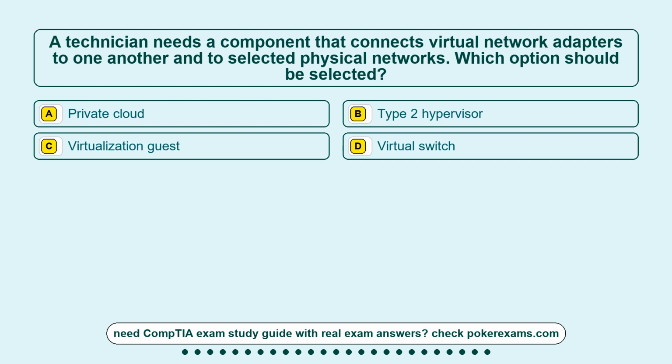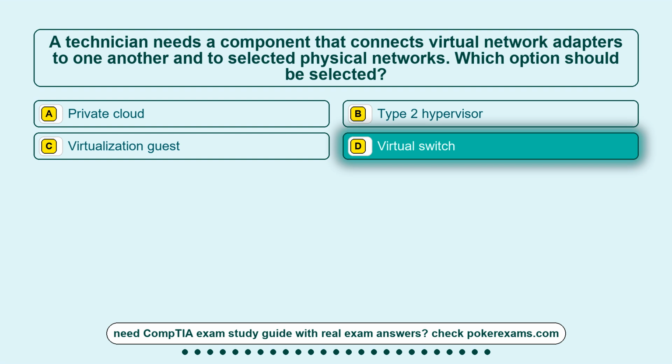Question 13. A technician needs a component that connects virtual network adapters to one another and to selected physical networks. Which option should be selected? Option A, private cloud. Option B, Type 2 hypervisor. Option C, virtualization guest. Option D, a virtual switch. The correct answer is option D, virtual switch.